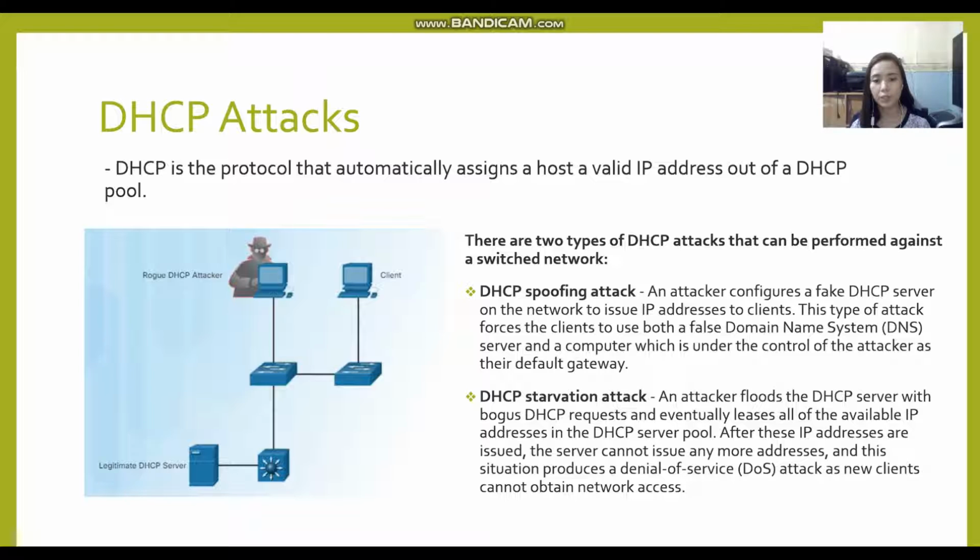While in the DHCP starvation attack, an attacker floods the DHCP server with bogus DHCP requests and eventually leases all the available IP addresses in the DHCP server pool. After these IP addresses are issued, the server cannot issue any more addresses, and this situation produces a denial of service, or DoS, attack.